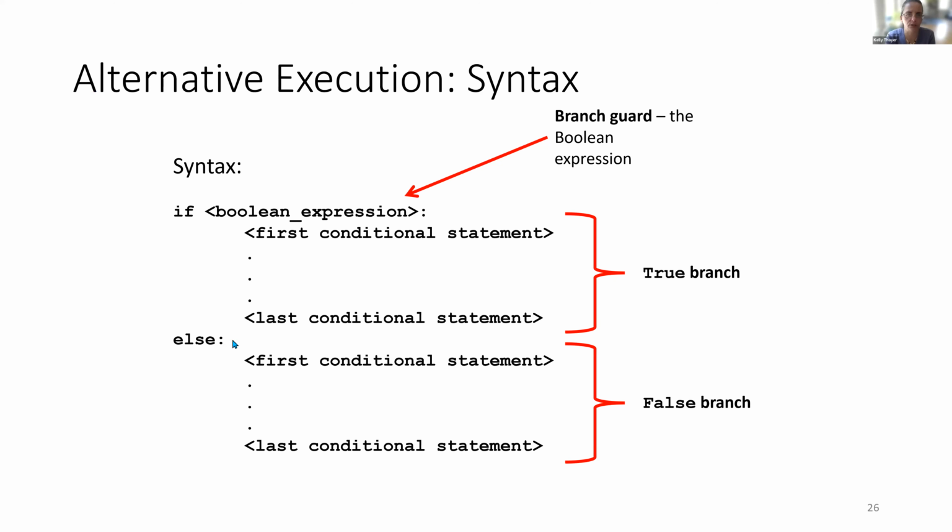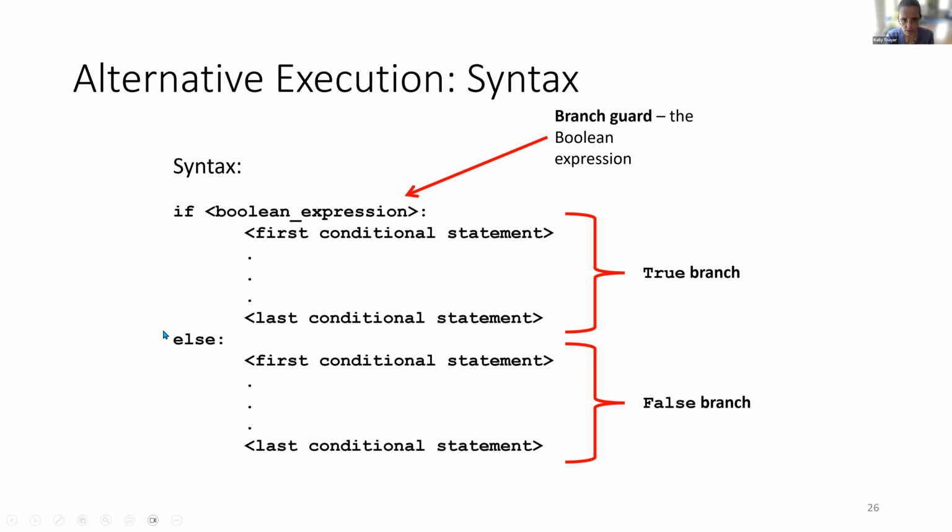So this is what our syntax will look like. We'll have if and then the Boolean expression, just like we did with the regular plain if statements, the simple ones. We have the branch guard with the Boolean expression that will evaluate to true or false. And if it evaluates to true, then however many conditional statements we have in here, right? This is what you have to do. Write out a message, say congratulations, have a great Tuesday, whatever it's going to be. This is the true branch.